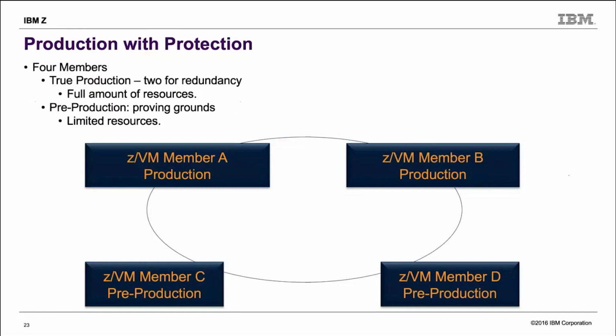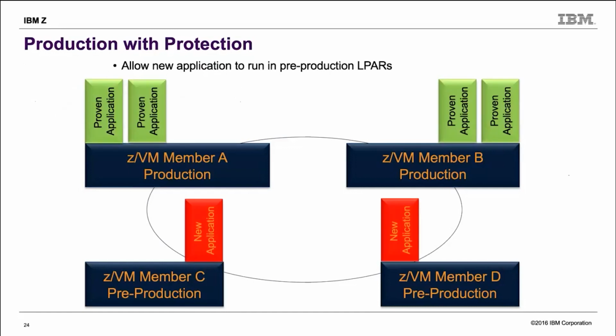In this case, we have two z/VM members that are running production workload. And so they'll have full access to resources. They're running all the important critical work. And then we have two other members that are pre-production instances. So they're going to have a more limited set of resources, but the advantage is that we can use those members to test new workloads without worrying about messing any of the other workload up or, God forbid, taking an outage or taking one of the production systems down in some way.